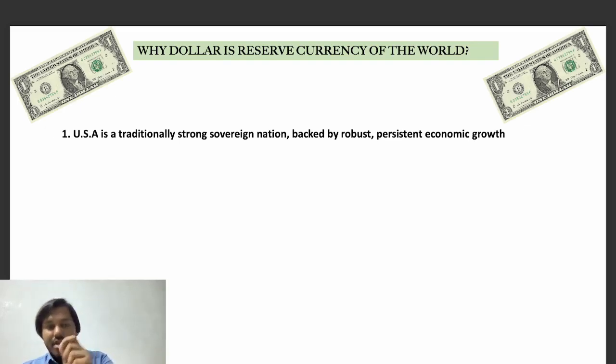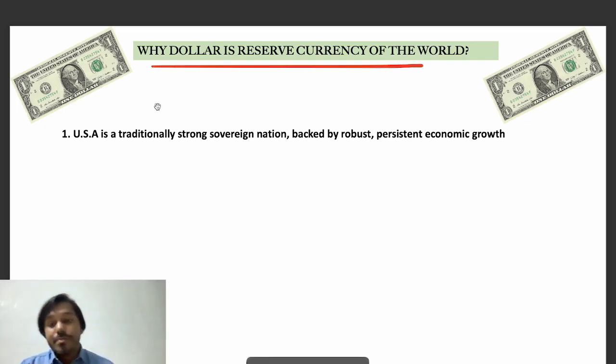Still, the American currency is the biggest currency. And why? I'm going to explain this. It's very simple points here. Why is the US dollar still the reserve currency of the world? First point: the US is a traditionally strong sovereign nation backed by robust, persistent growth. The American economy is the highest, the biggest economy in the world right now, and compared to any other country they have the best growth, and their GDP is the strongest.